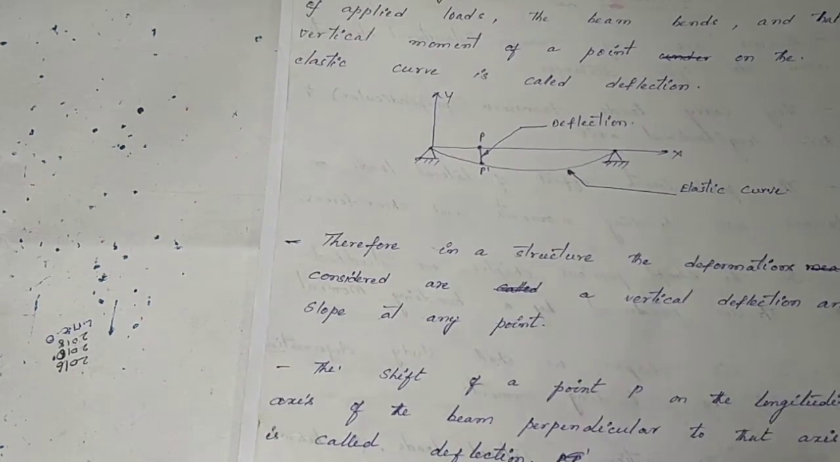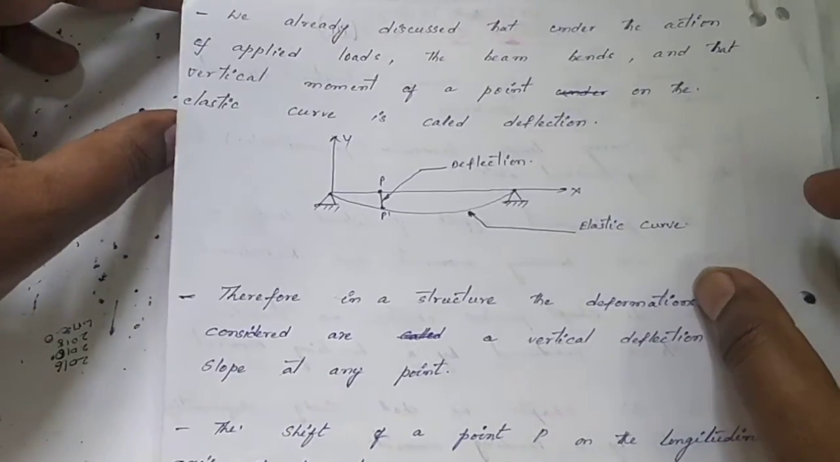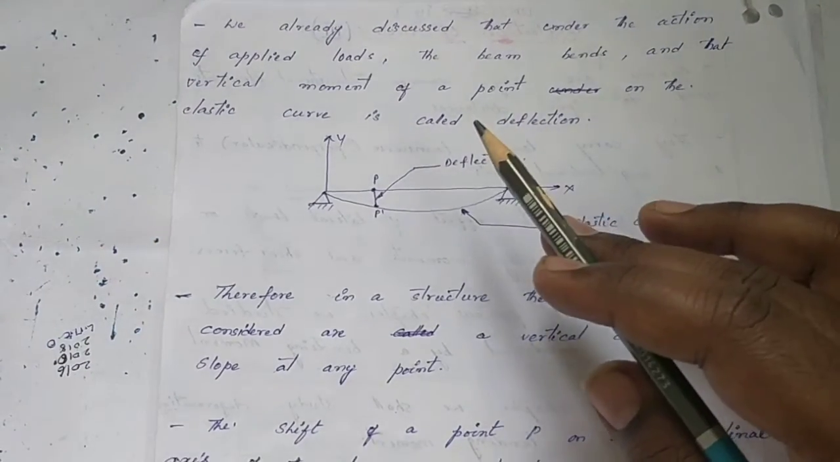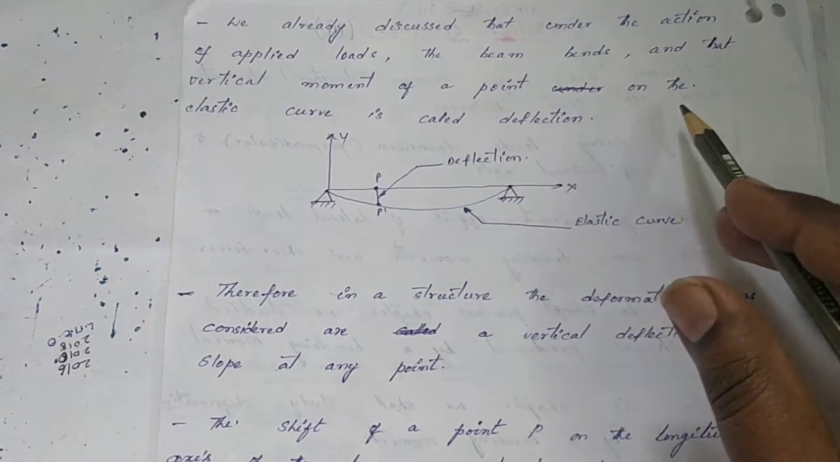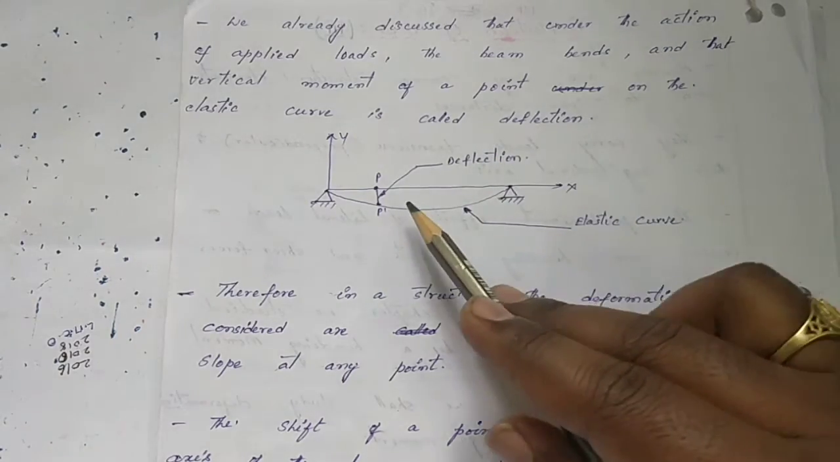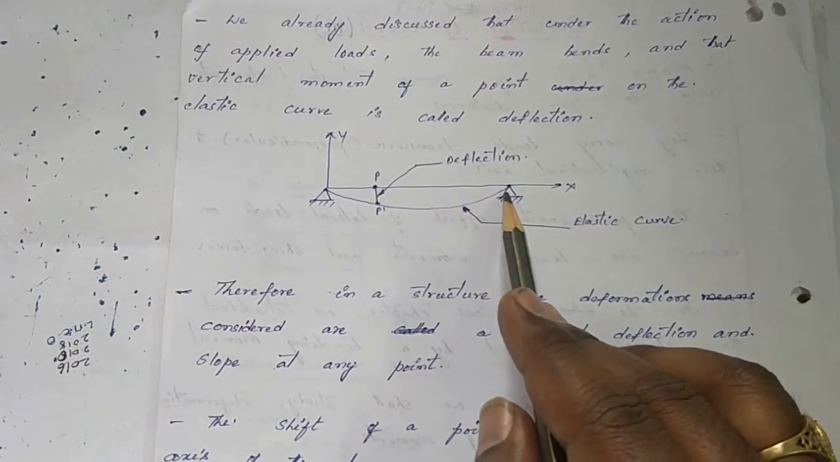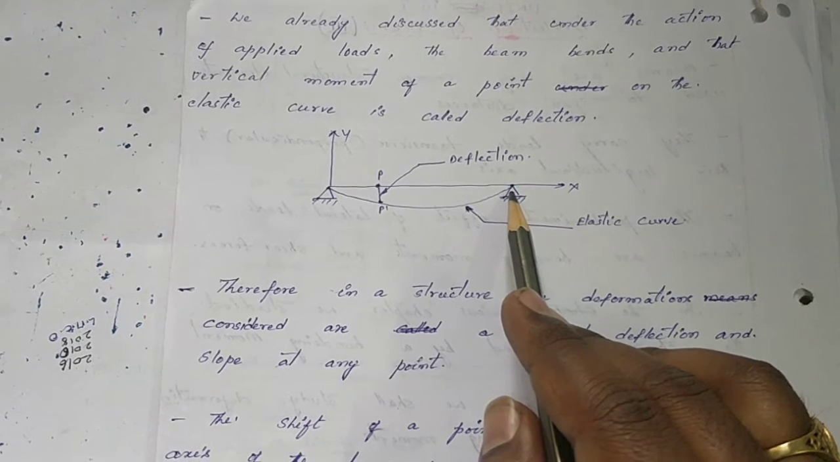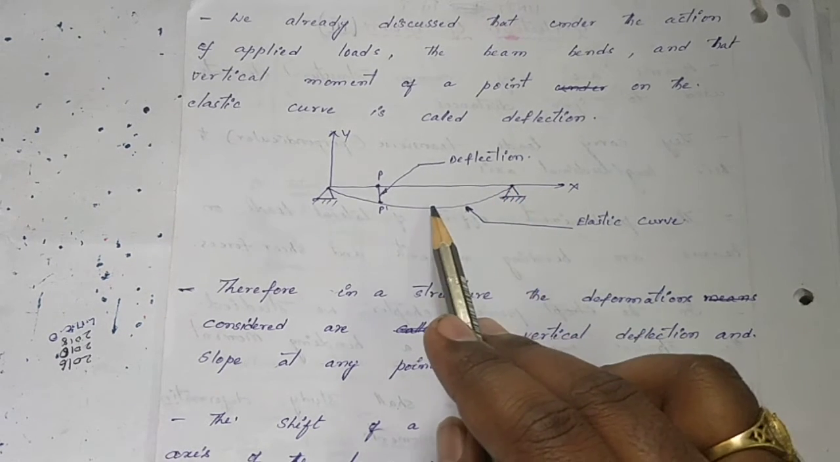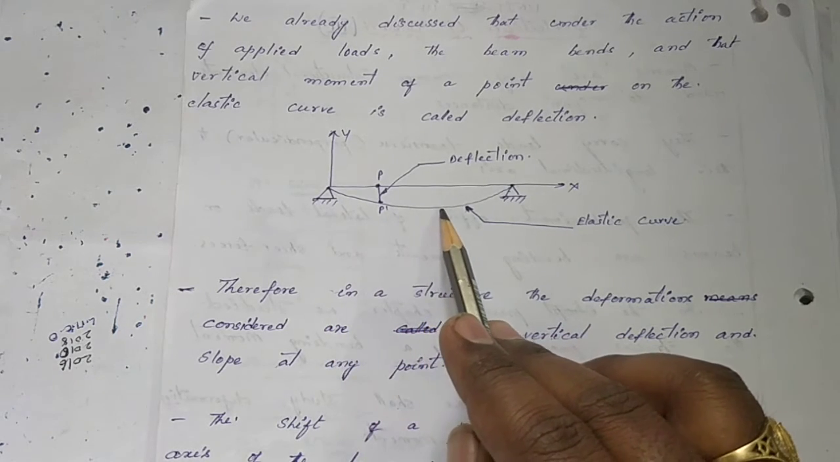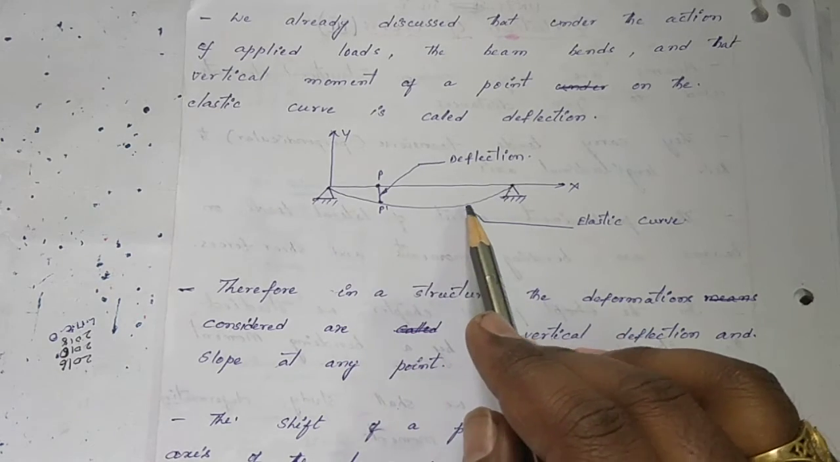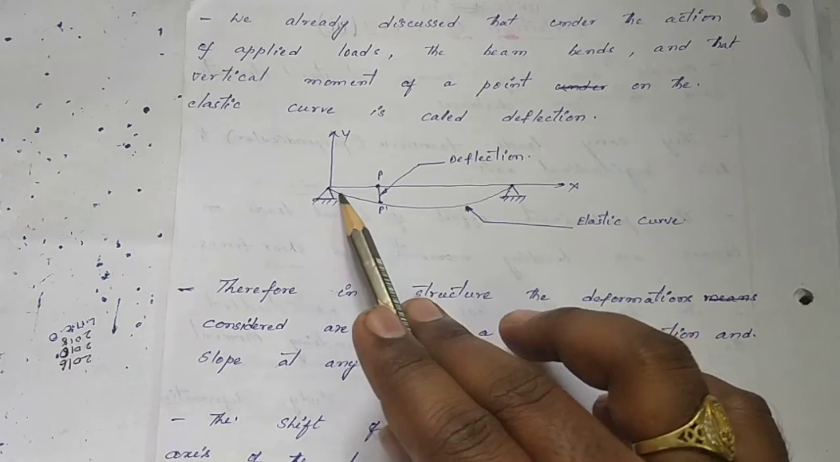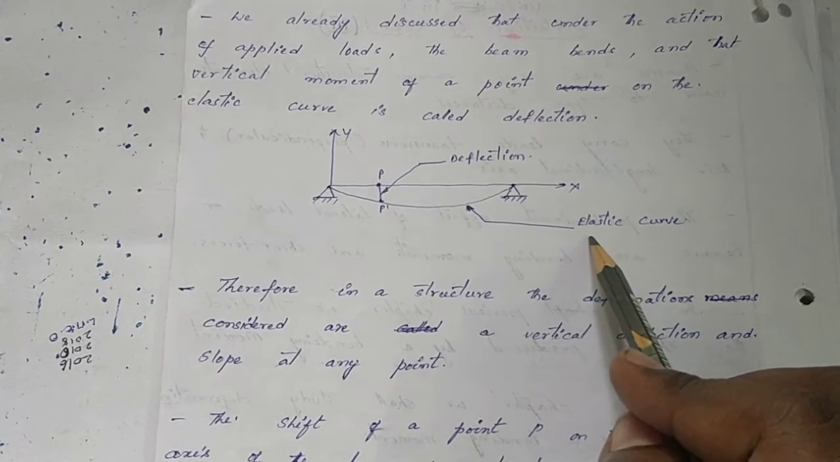Observe in this diagram, we already discussed that under the action of applied loads, the beam bends, and that vertical movement of a point on the elastic curve is called the deflection. Observe, the straight line represents the initial cross section of the beam. Due to the applied force, it is deflected. Due to the application of bending moment, it gets some deformation. Due to the deformation, the beam is bent into a curve shape. This curve shape is known as the elastic curve.